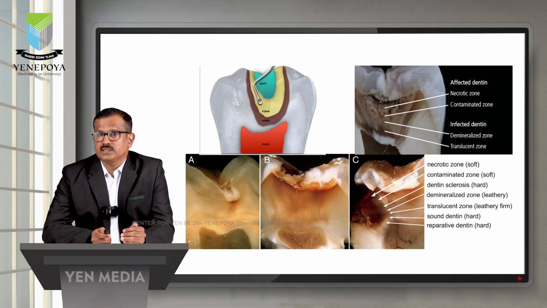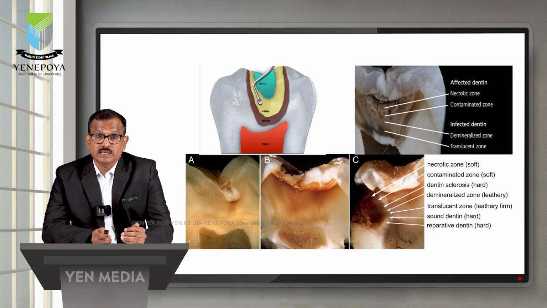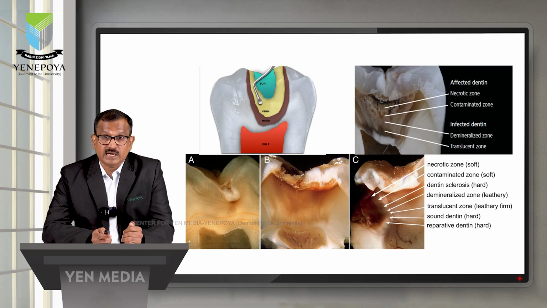The first zone is the necrotic, then the contaminated; these soft ones are necrotic and contaminated. Then the slower dentine is a little harder. The demineralized zone has a little leathery consistency. Then comes the translucent zone, again leathery but firm. Sound dentine is very hard. Reparative dentine is again hard. These are things which we should not touch.